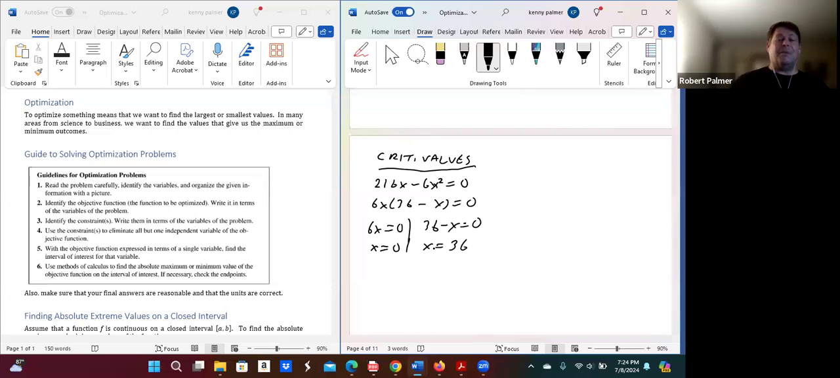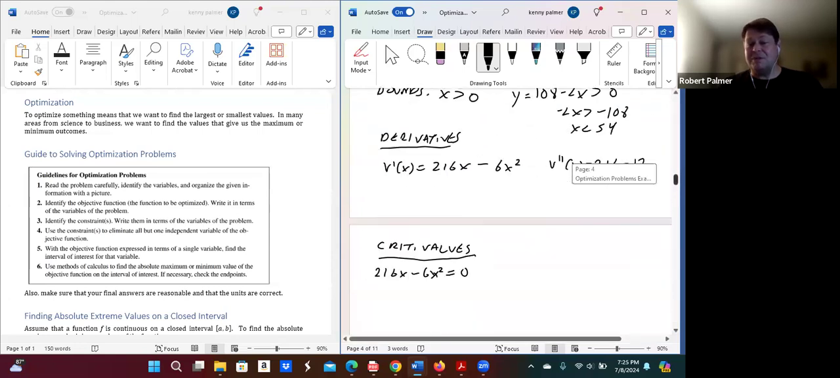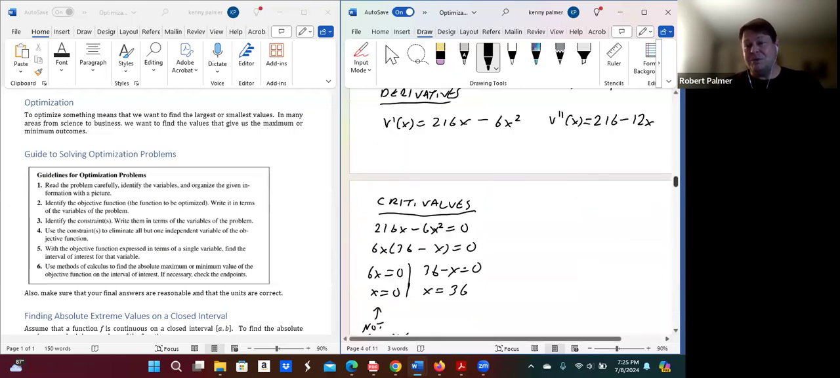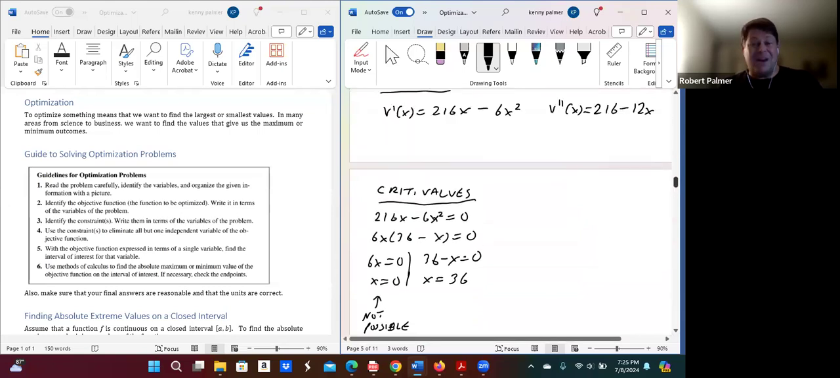Now, obviously we said a minute ago that x can't be 0, so this one is not possible for our application. As far as a function, as far as just working with numbers, that's fine. That would be a critical value, but since x is supposed to be a dimension, it can't be 0, so this is not possible. This time, we only have one critical value we can actually work with. Makes sense. Okay, so I think I can squeeze this in over here.